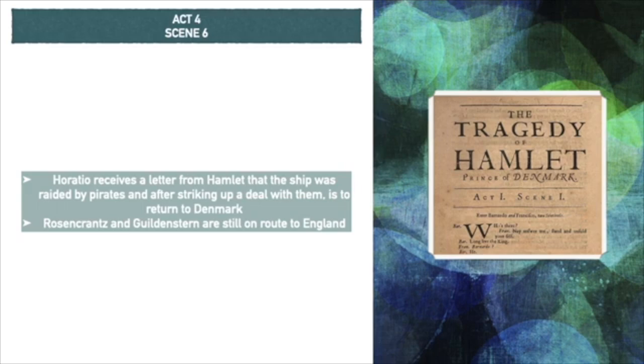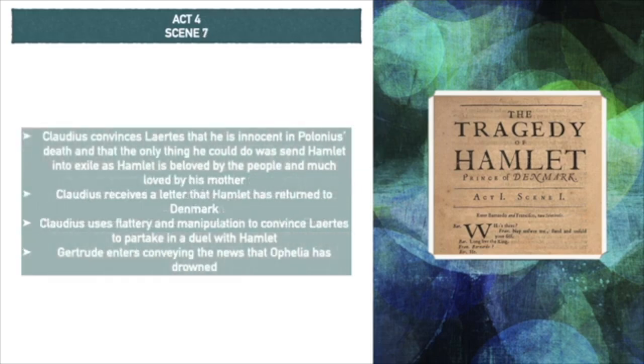In scene 6, Horatio receives a letter from Hamlet that the ship that he was on was raided by pirates, and after striking up a deal with the pirates, he is set to return to Denmark. Rosencrantz and Guildenstern, though, are still en route to England. And then we have scene 7.